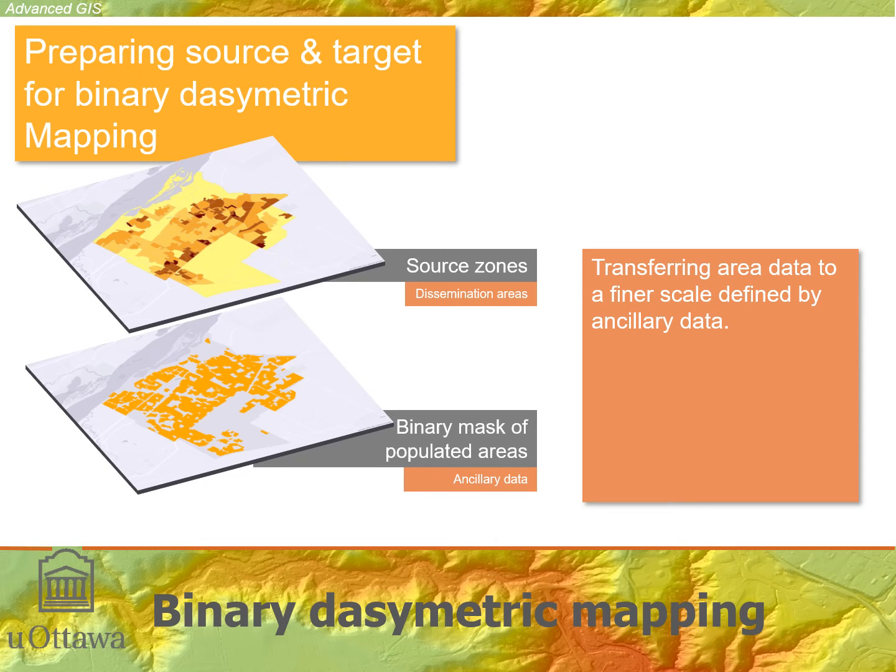So, preparing source and targets for binary dasymetric mapping. So we have some source zones, some source geography, and we want to spatially detail that or tune it or scale it down, is another way of talking about that. That would be the more common way, scaling down aggregate data. So to scale that down.